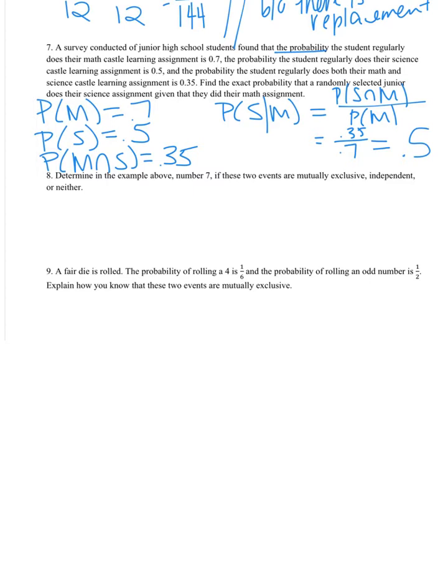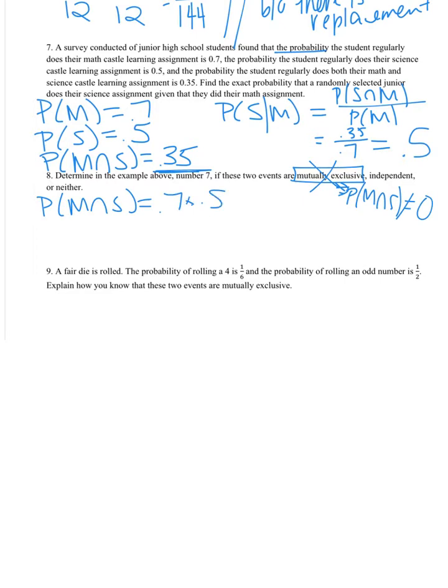Alright, so for number 8, determine in the example above if the two events are mutually exclusive, independent, or neither. So here, I right away know if they are mutually exclusive, because this is when the probability of both would have to be equal to 0. But it's not, right? It's equal to 0.35, so it's not mutually exclusive. For them to be independent, the probability of both would be equal to each one being multiplied together. So this is times. So here, this gives me 0.35, which it is up here. So this is independent.